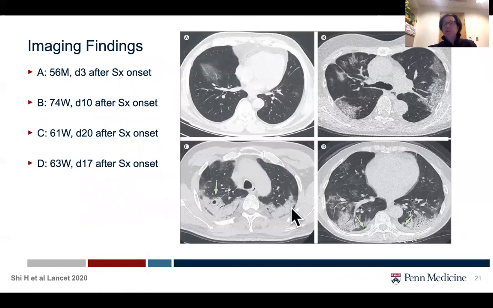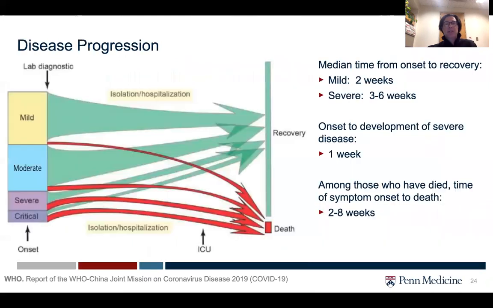Chest radiographs do progress throughout the course of this illness. You can see a varying degree of dates and times of different patients after the onset of their symptoms. And you can see this very characteristic pattern in almost all cases of ground glass peripheral opacities that can be quite severe and quite substantial, resulting in hypoxemia, ARDS, and in some cases the need for mechanical ventilation.